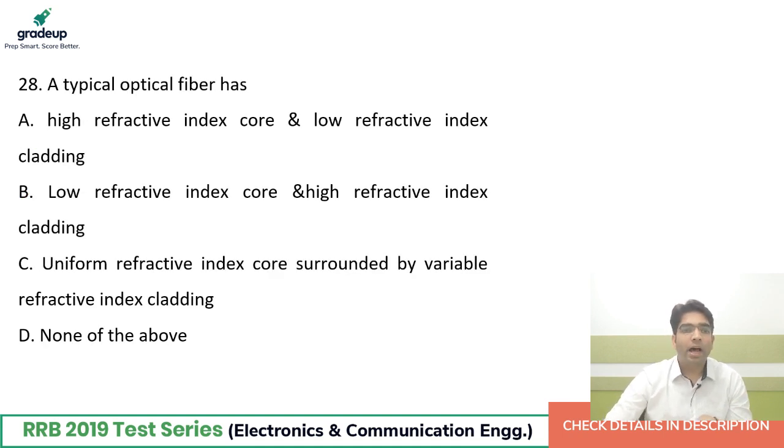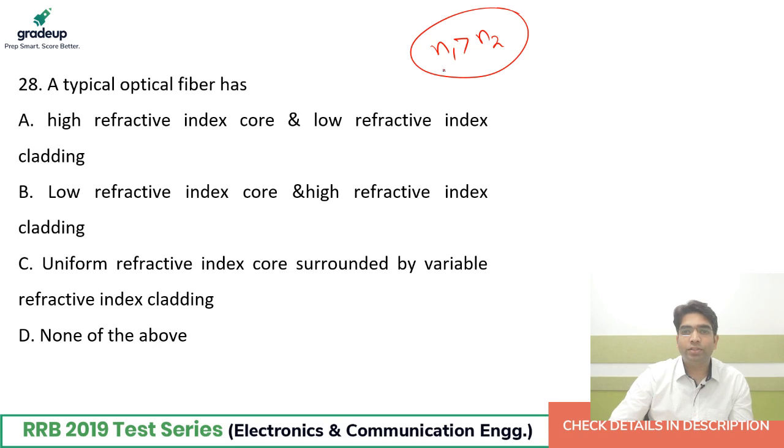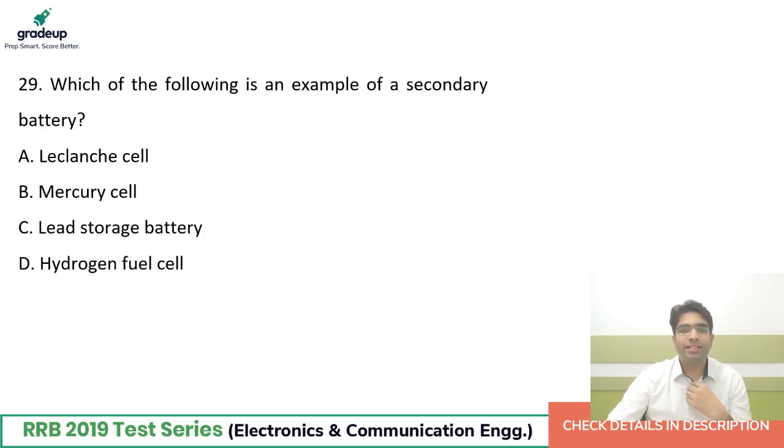The typical optical fiber has: high refractive index core and low refractive index cladding; low refractive index core and high refractive index cladding; uniform refractive index core surrounded by, what will be the answer, dear friends? Core is always having higher refractive index than cladding. It is N1. Refractive index of core is greater than refractive index of cladding. Correct option. Which of the following is an example of secondary battery? Lead storage battery is a very common example of secondary batteries. Correct. Very good.